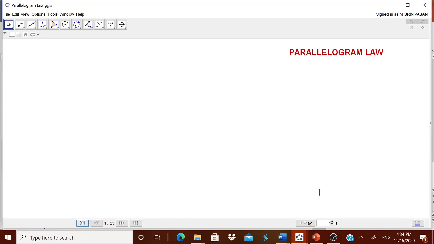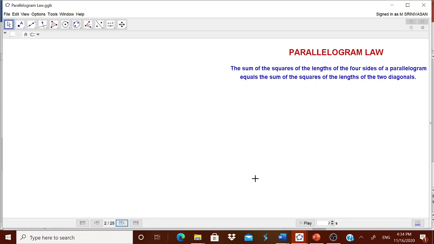Parallelogram, you draw it and then you can check all the properties of a parallelogram, about its angle, about its diagonal and all. But the parallelogram law is highly interesting. Separately you can verify it. The sum of the squares of the length of the four sides is always equal to the sum of the squares of the length of the two diagonals. The property of diagonals bisecting each other is there, but the sum of the squares of the length of the four sides is equal to the sum of the squares of the length of the two diagonals.